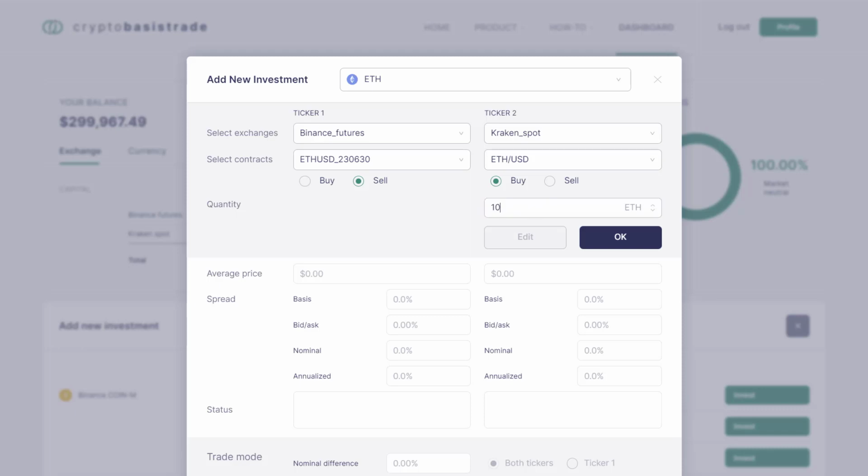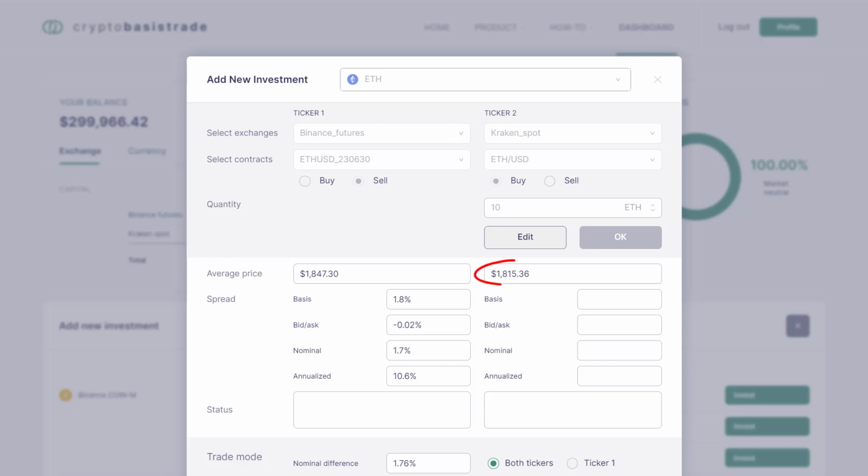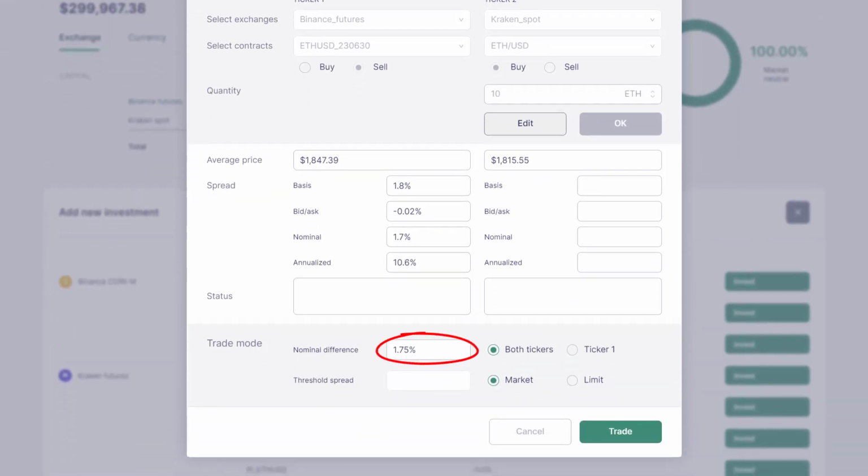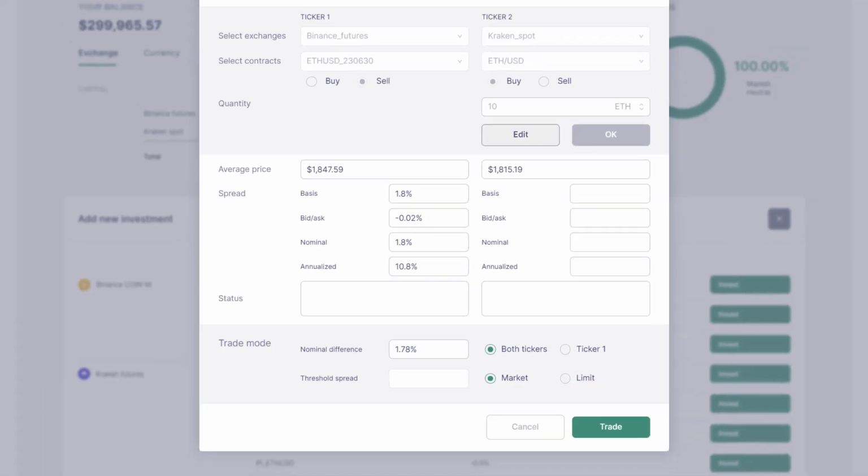Type in the number of coins and press OK. The Trader displays the effective price at which we could buy 10 Ether as well as the effective price at which we could sell an equivalent number of futures contracts. This is the spread which will determine the return on our investment. We will keep the market trade mode for now. You can also use limit trade mode to optimize the spread, as we will show in the next step.